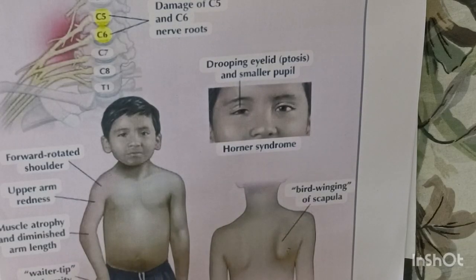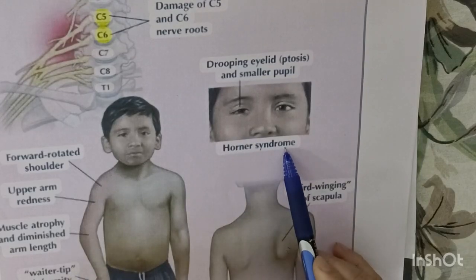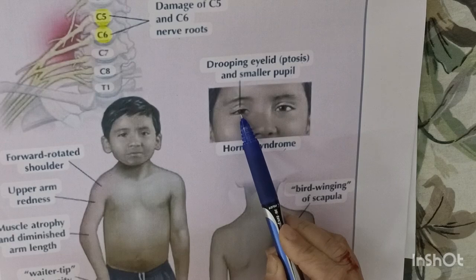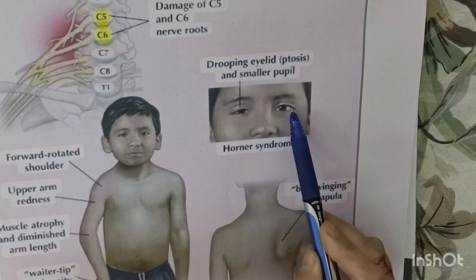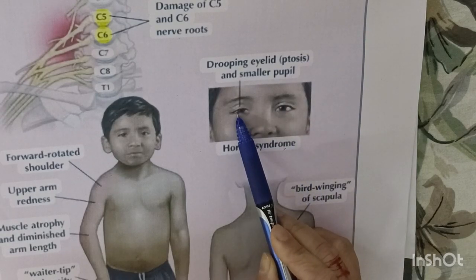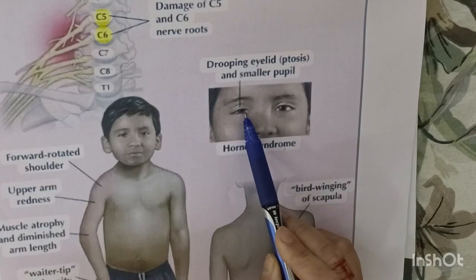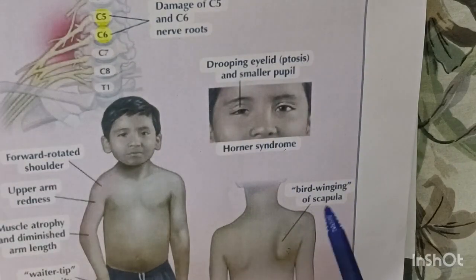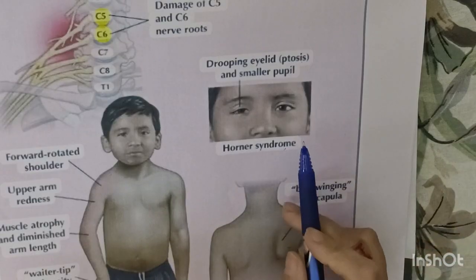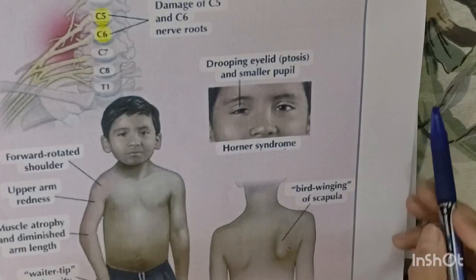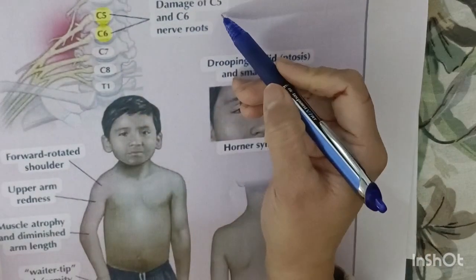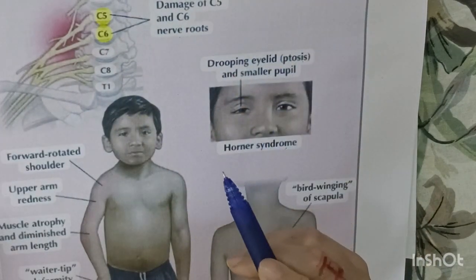If it is a preganglionic injury, then Horner syndrome will be positive. What is this? It is ptosis and a smaller pupil. Ptosis is drooping of the eyelid. The normal eyelid is like this; this is drooping of the eyelid, and there is a smaller pupil. That means there is miosis of the pupil, and anhidrosis, that is loss of sweating. So this is a case of Erb's palsy. Upper trunk palsy is called Erb's palsy.